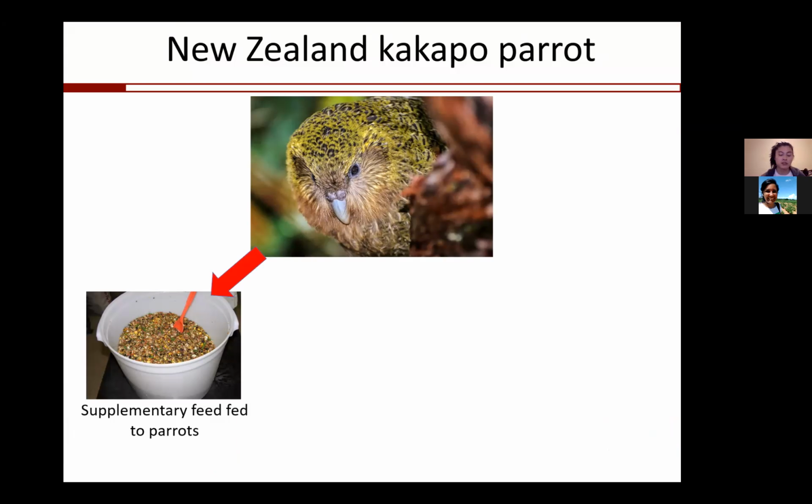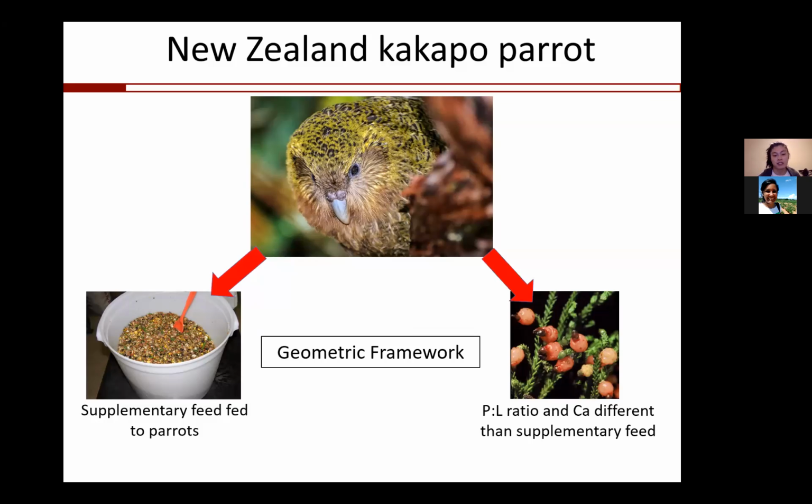So they brought in two nutritionists for animals, and they applied this method called the geometric framework, which I will discuss on the next slide. What they did was compare the nutritional content of the natural diet to what the conservatory was giving them. They found that the protein and lipid ratio of the natural diet was significantly different compared to the supplementary feed. In addition, that supplementary feed was much lower in calcium than the natural diet, and calcium is needed for the birds to develop eggshells whenever they're laying them.